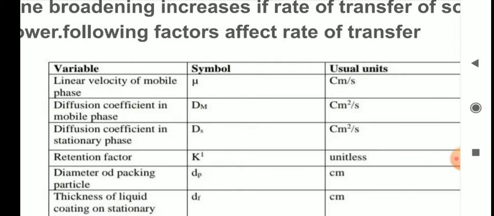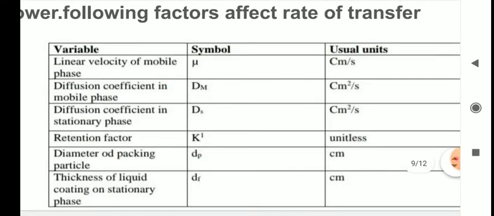In the mobile phase, the various components of the mixture will have a certain diffusion coefficient, and this is capital Dm. The unit of that is square centimeter per second. For the linear velocity of the mobile phase, the unit is centimeters per second.